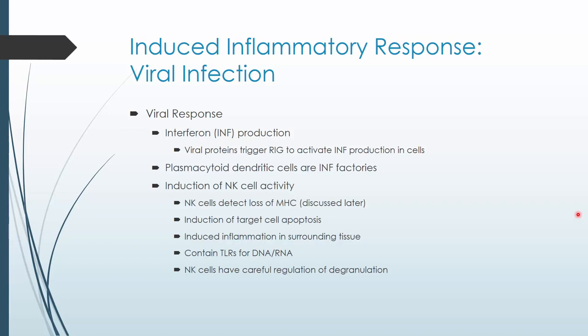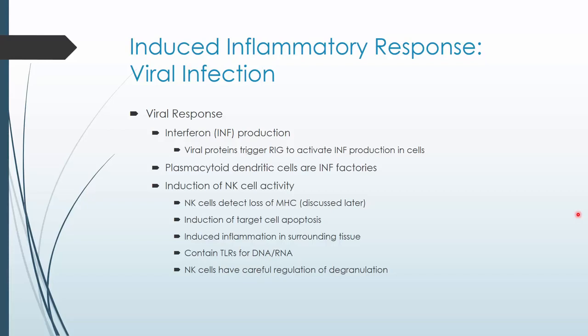We'll talk about MHC later, but MHC should be present on every cell. And if it's missing, it's a sign that something is wrong. And if something's wrong, NK cells will then recognize it and attack. They can induce target cell apoptosis, and they also induce inflammation in the surrounding tissue. They have TLR receptors, but these receptors are specific for DNA and RNA, which are the products of viruses.